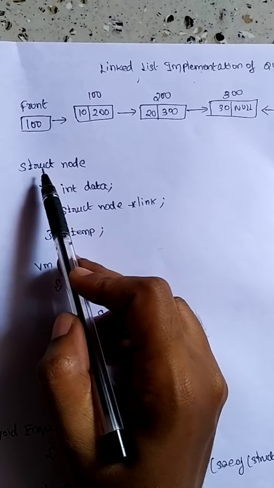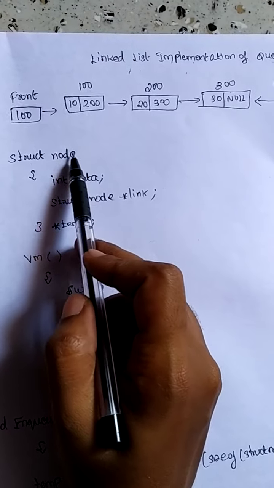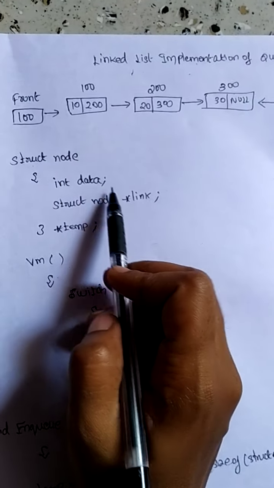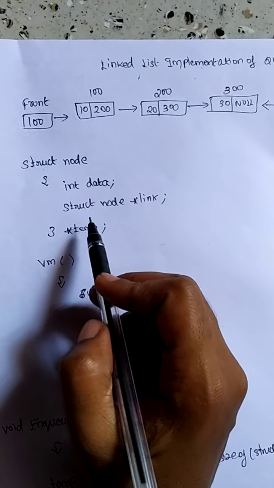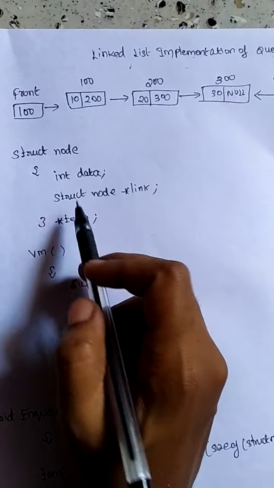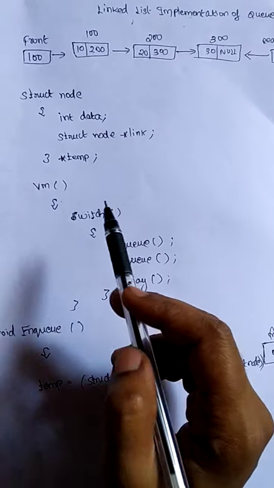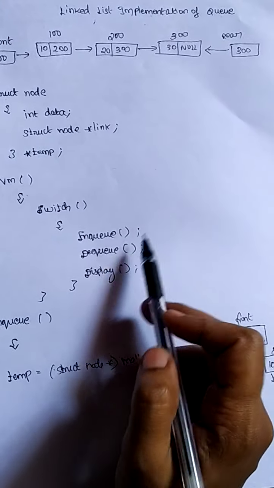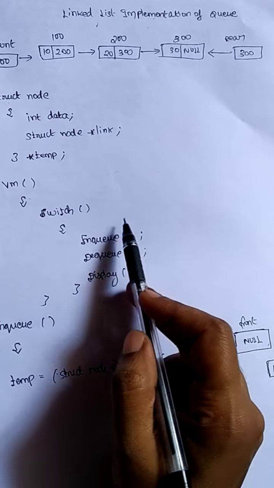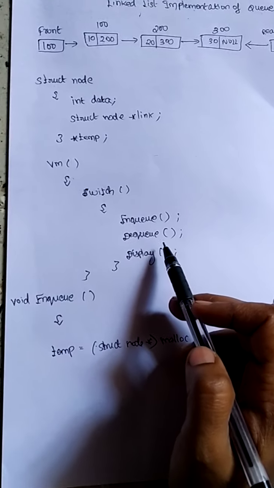I have created a structure called node, and inside this I'm having two fields. We have already seen about this data field and link field, and I have created a pointer variable for this structure node. Now inside void main, using switch cases, just call these operations enqueue, dequeue and display. We are now going to see about these three operations, how these things happen.